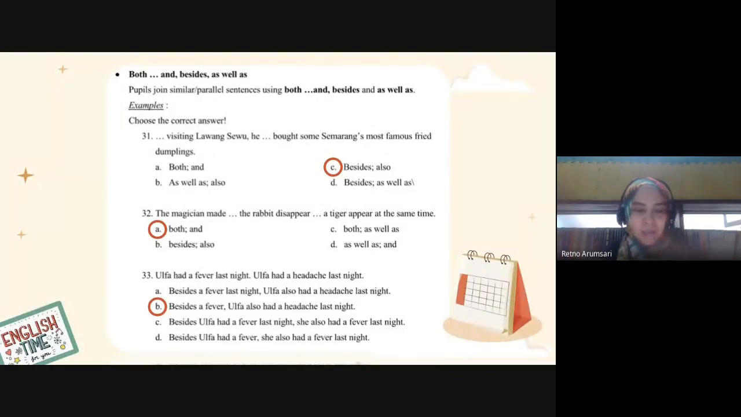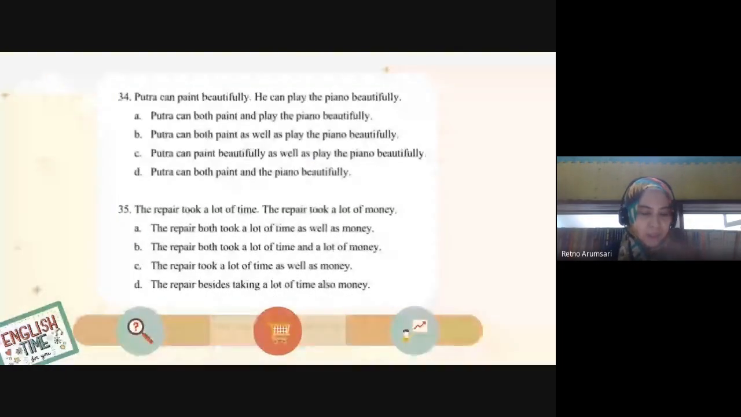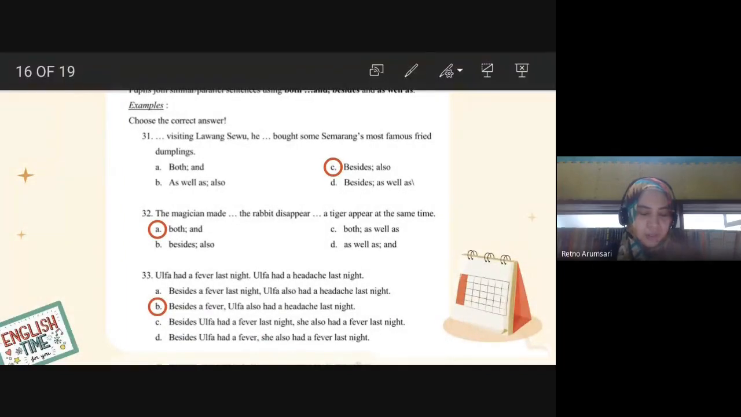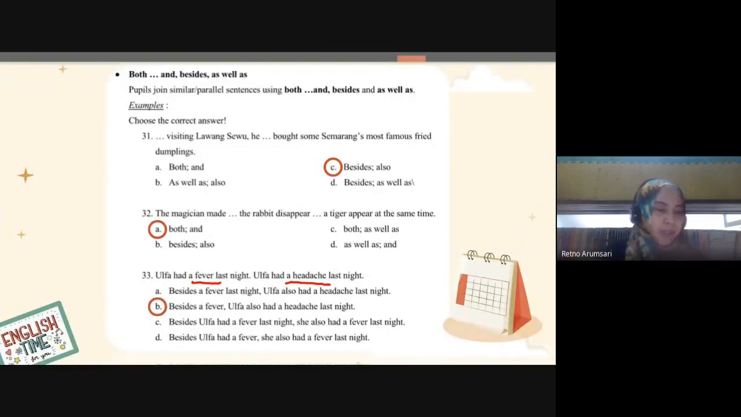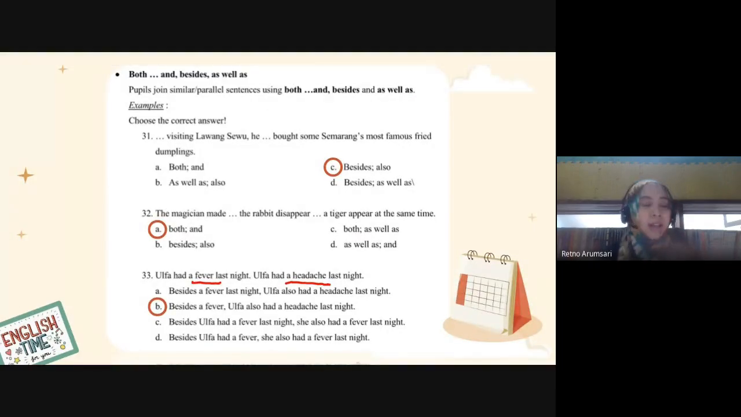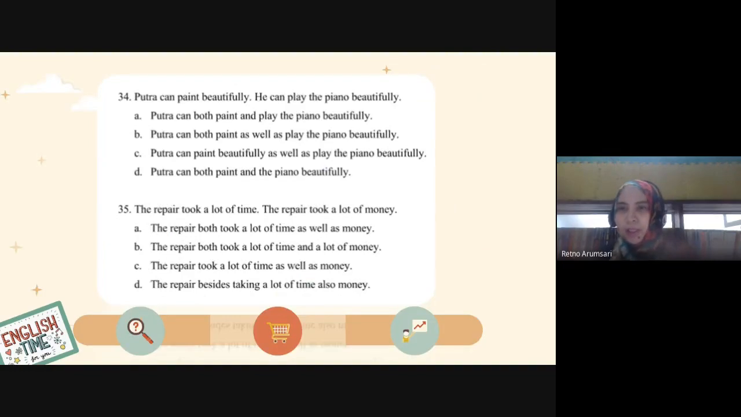How come? Let's find the differences. The differences are a fever and a headache. So, what do you put after besides? You put after besides the a fever. Besides a fever, Ulfa also had a headache last night. Okay, good. Thank you, Haura. Next, let's go to Areta.